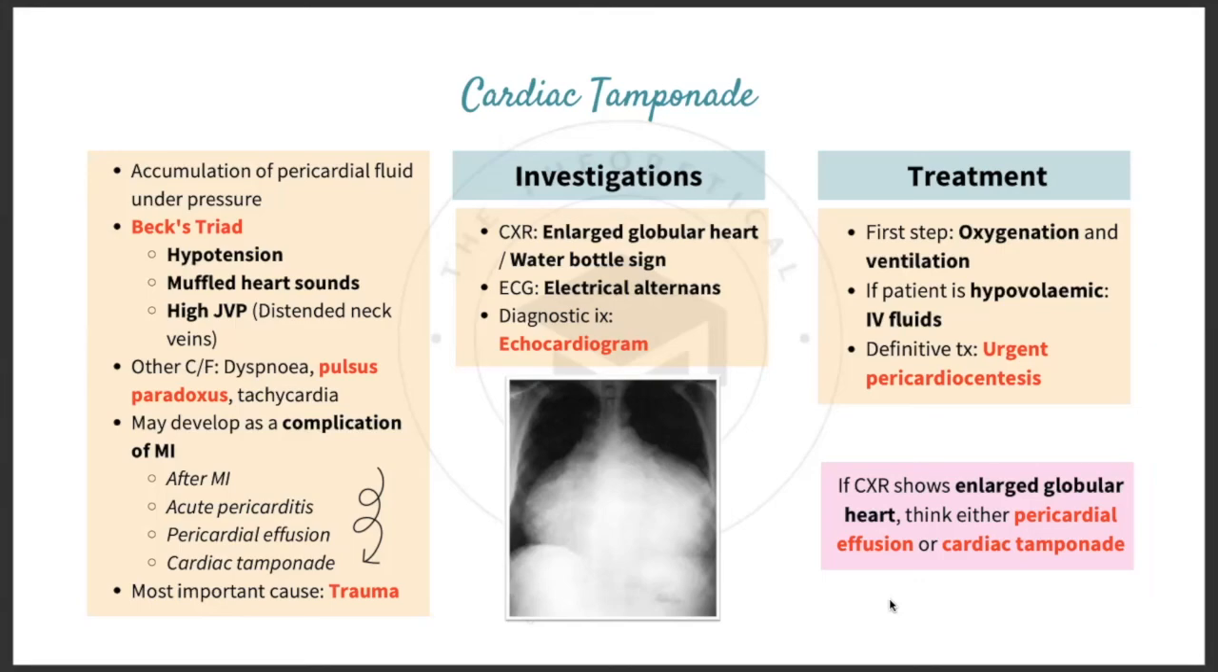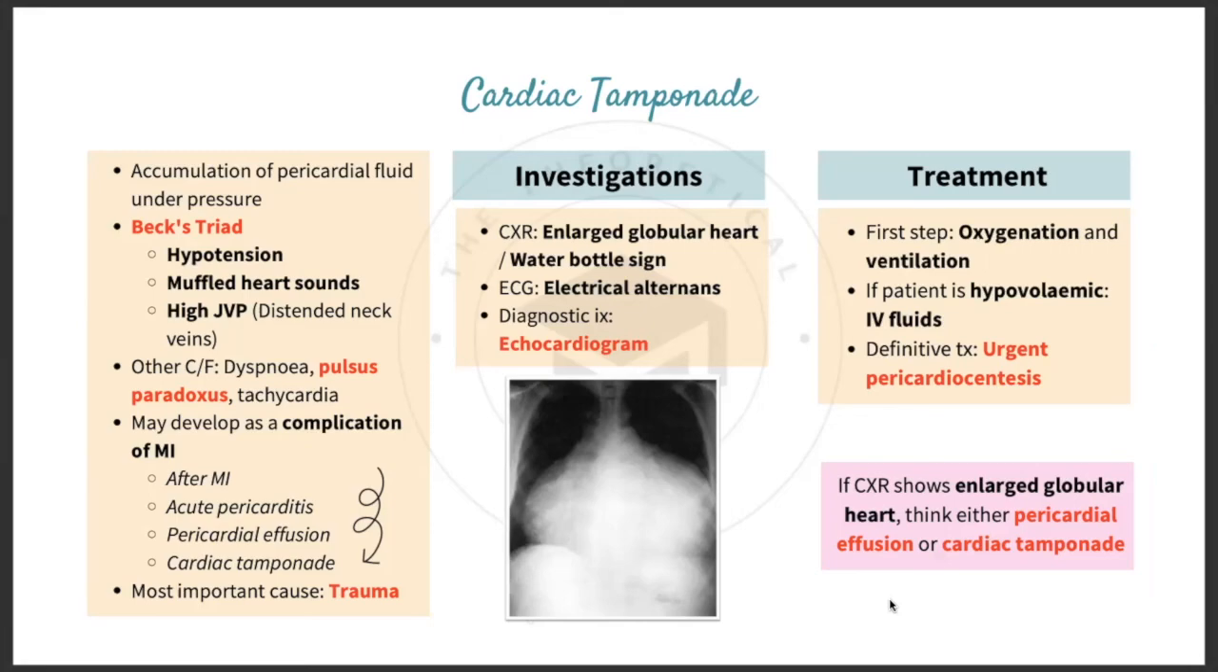And cardiac tamponade actually can be a complication of myocardial infarction. So what happens is, after an event of myocardial infarction, patient develops acute pericarditis, pericardial effusion happens, and cardiac tamponade. But the most important cause is not actually myocardial infarction. Usually it's due to trauma. That's when they present with a cardiac tamponade.